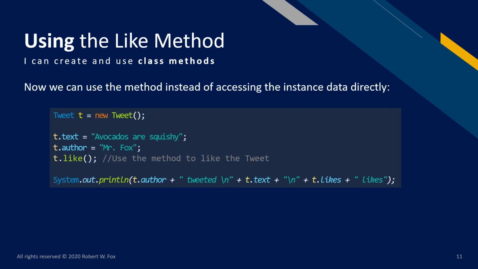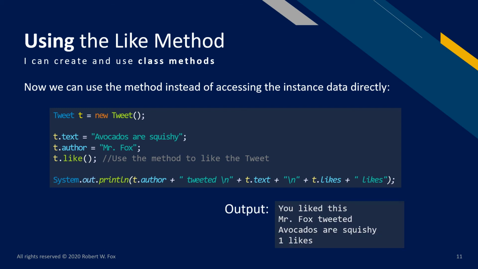On this slide, we see that we've modified our code slightly. Previously, we had set the likes to 100, but now we are calling the method t.like. So we're using the method to like the tweet instead of trying to set it directly, which updates the output. Notice that it does say at the top of our output that you liked this because the method println that. And also, we can see that it increased the likes instance variable by 1.